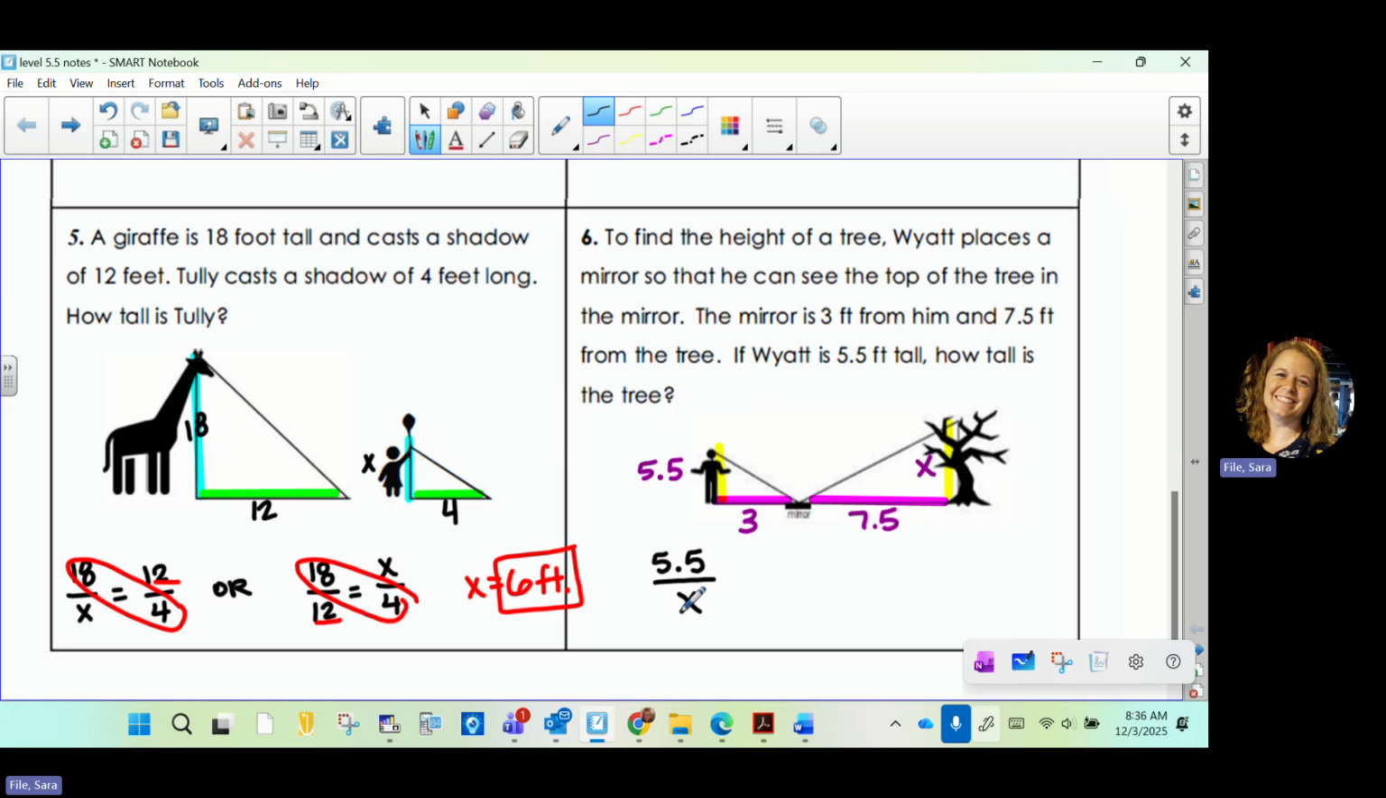5.5 to x, or if I flip it, it doesn't matter, but the 5.5 to the x. And if I did 5.5 over x, what would the other one have to be? Yeah, because I went left to right. I have to go left to right. So it would have to be 3 over 7.5. Okay, and then what's it? One more option. How else could I set this up?